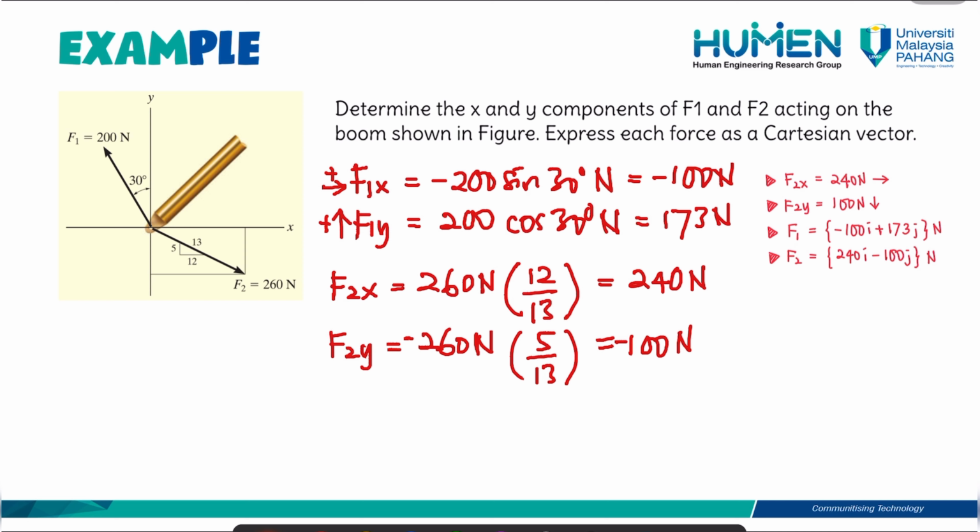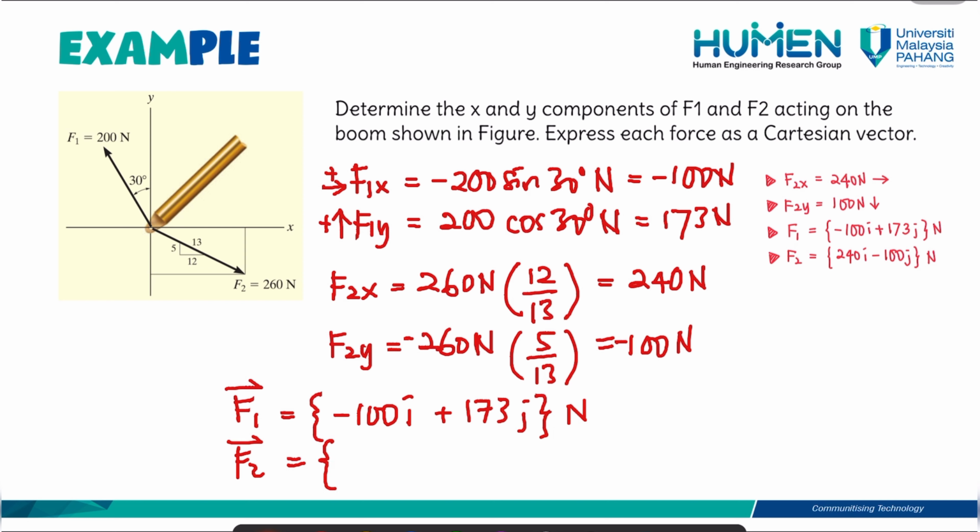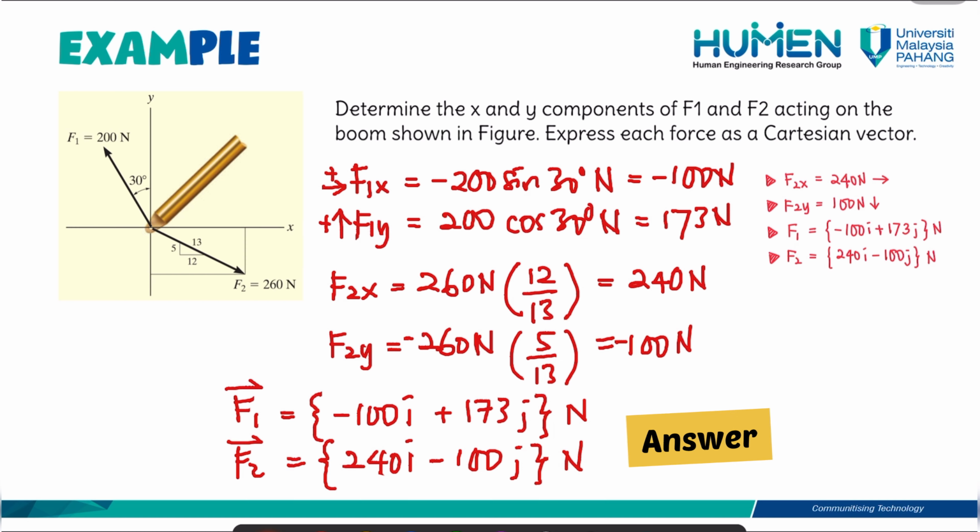So you have to express all these forces as Cartesian vectors. How to do it? You put F1, and since this is a vector, you put a small arrow on the F, equal to open bracket negative 100i plus 173j, close bracket, Newton. And F2 vector equals open bracket 240i minus 100j, Newton. So this is the answer for the Cartesian vector.